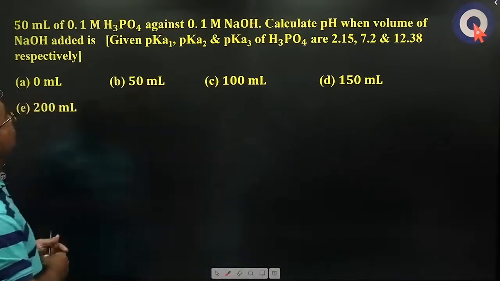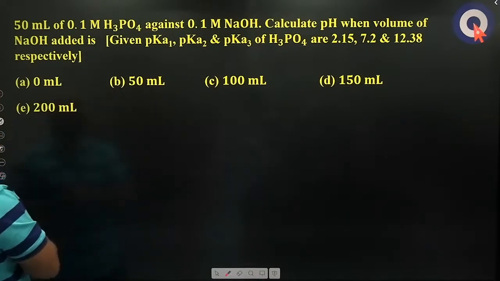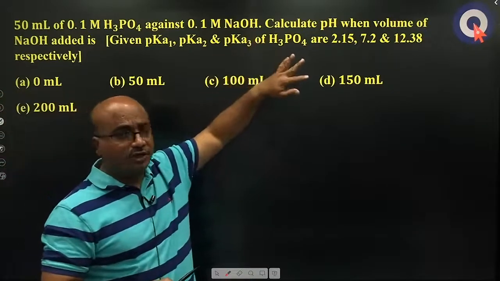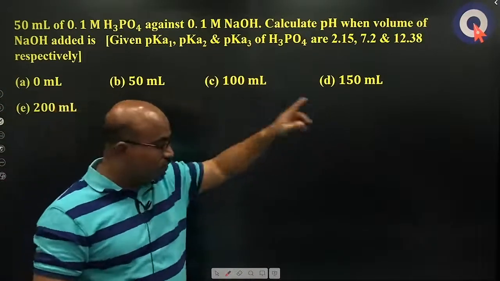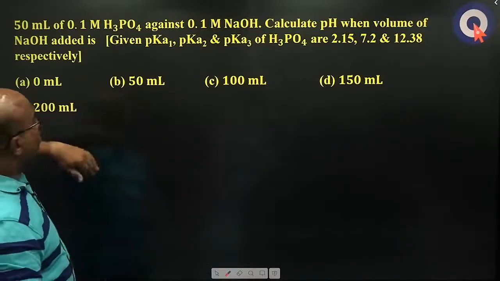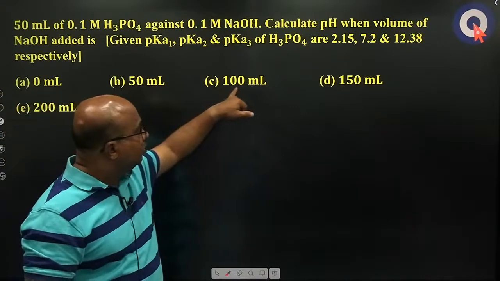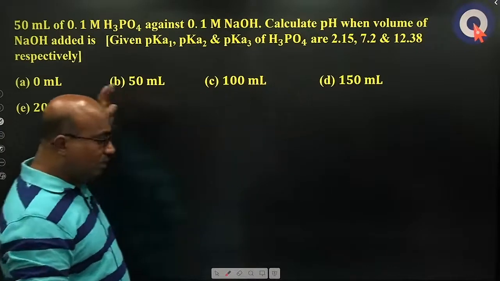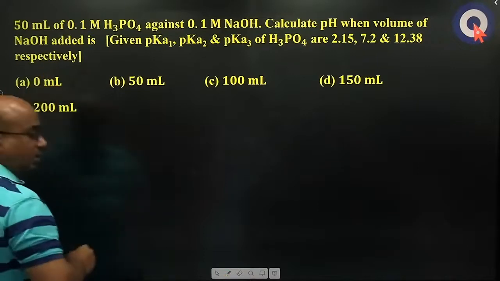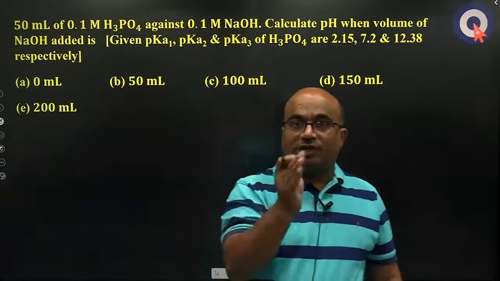Now H3PO4, at a particular volume and concentration, we are trying to neutralize with sodium hydroxide. We added different volumes of sodium hydroxide. Then what is the pH when we added 0 ml, means we have not added anything, then 50 ml, then 100 ml, 150 ml, 200 ml. But as we see, H3PO4 is a tribasic acid, means it dissociates in 3 stages.